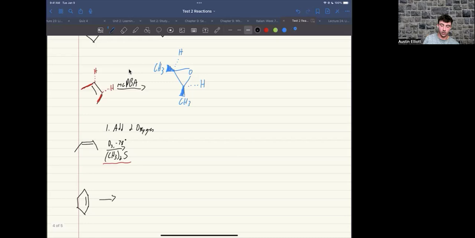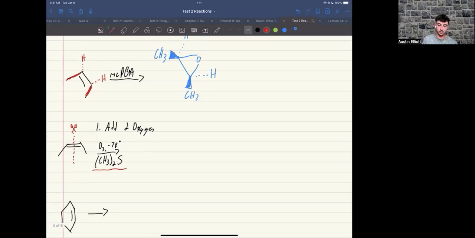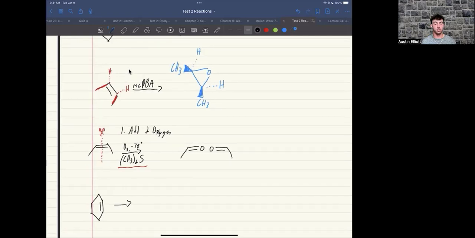I like to think of ozonolysis as cutting. It's literally going to go right down the middle and cut it. I can't really draw scissors, but good enough. And our product literally looks just like this. It's as simple as that. That's what the product makes.